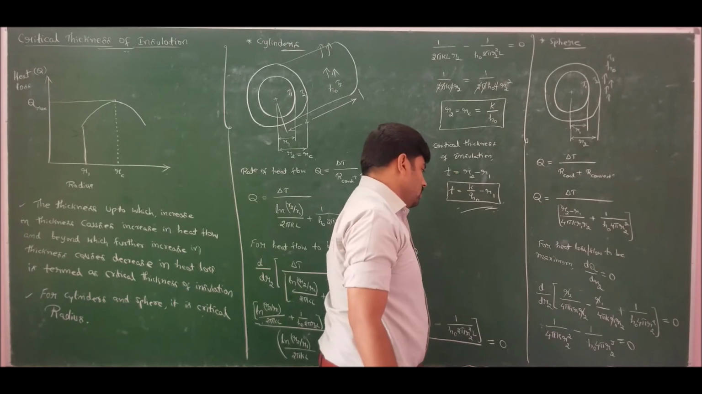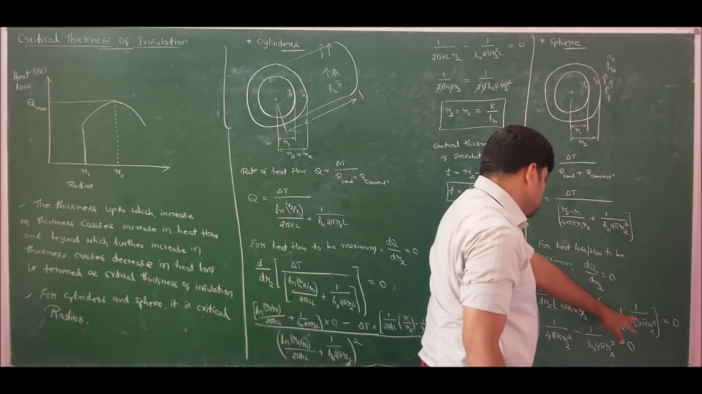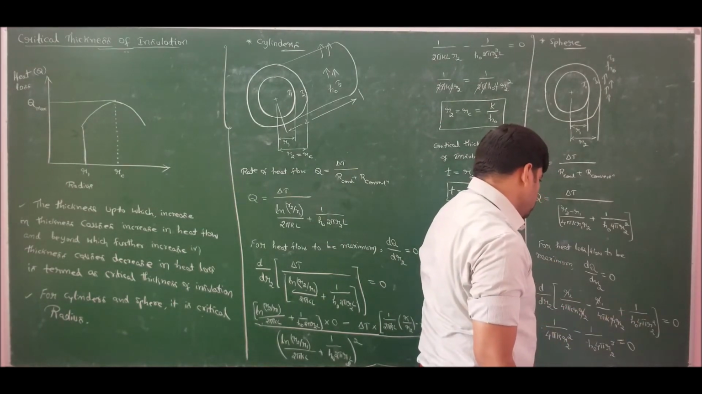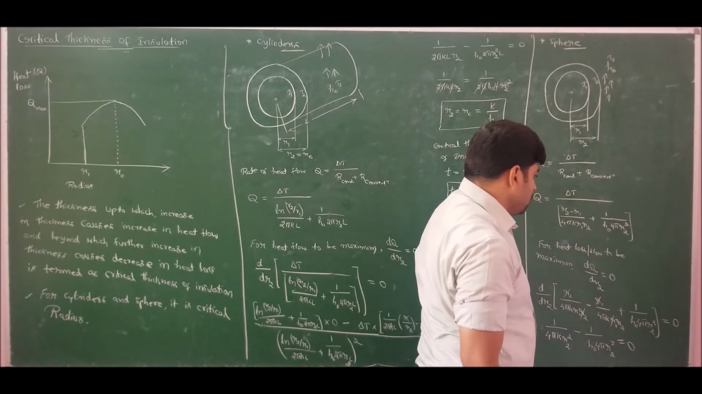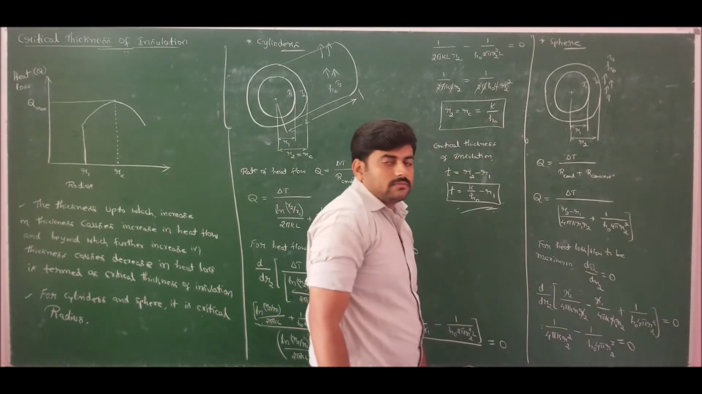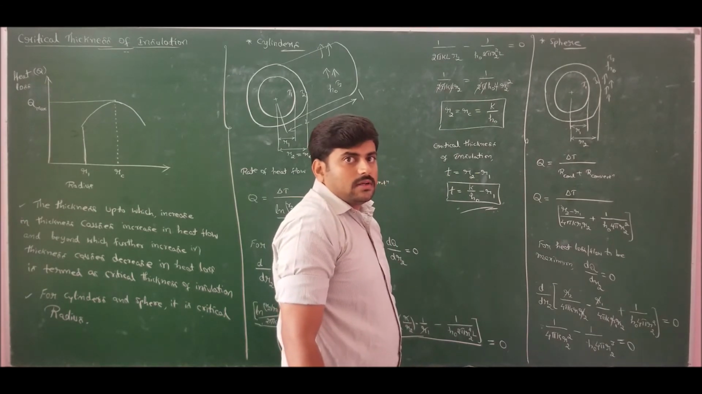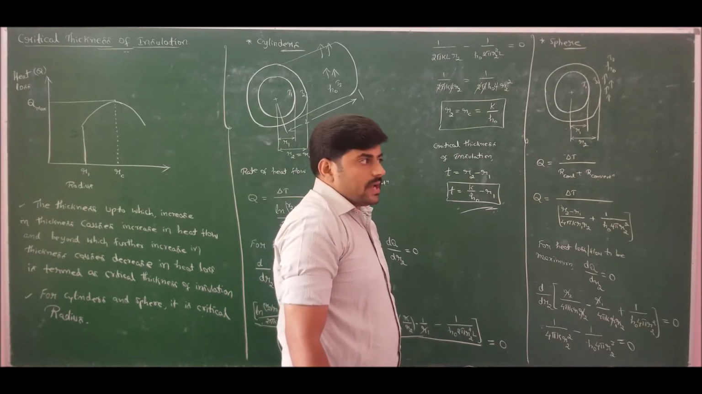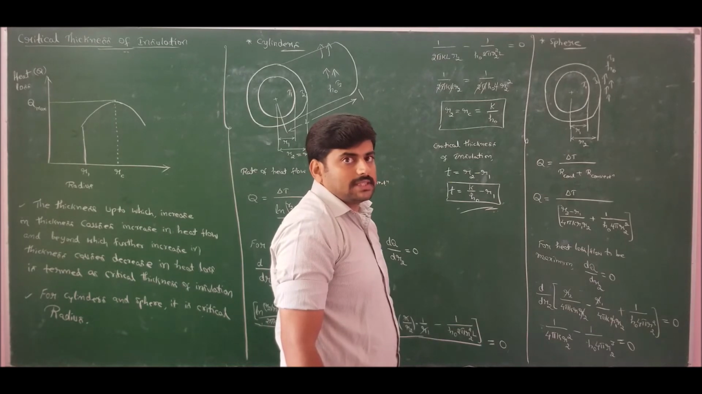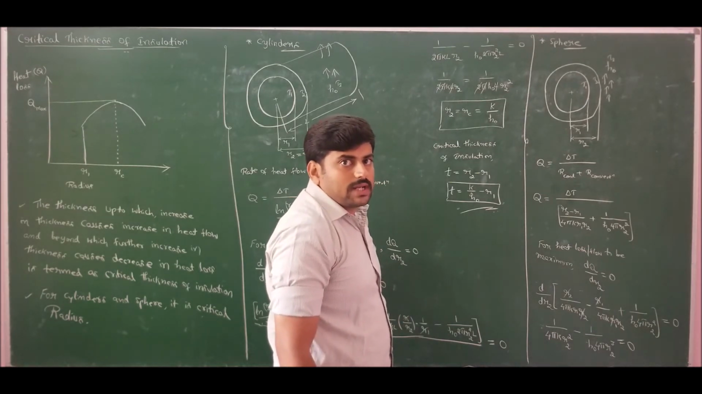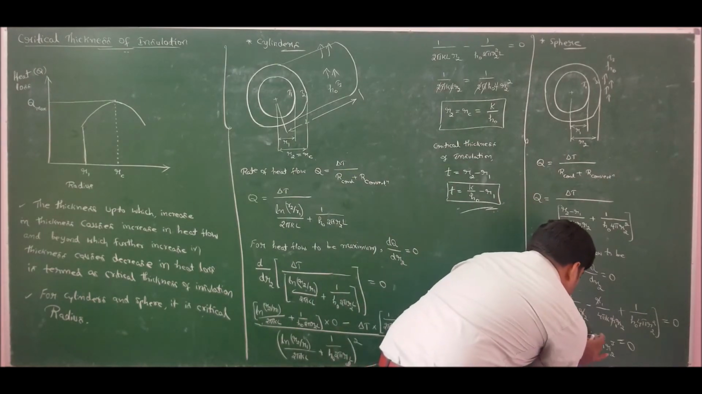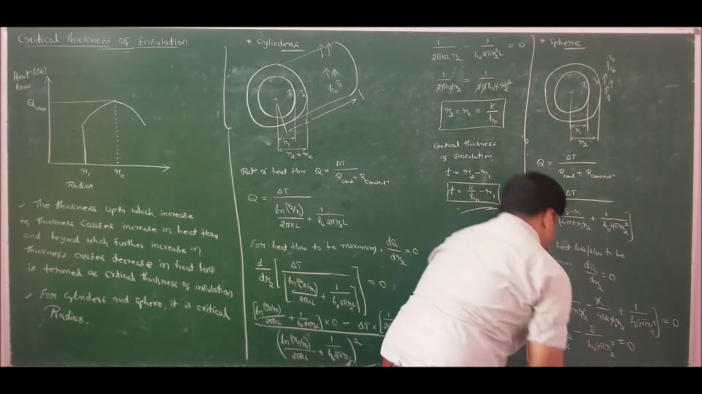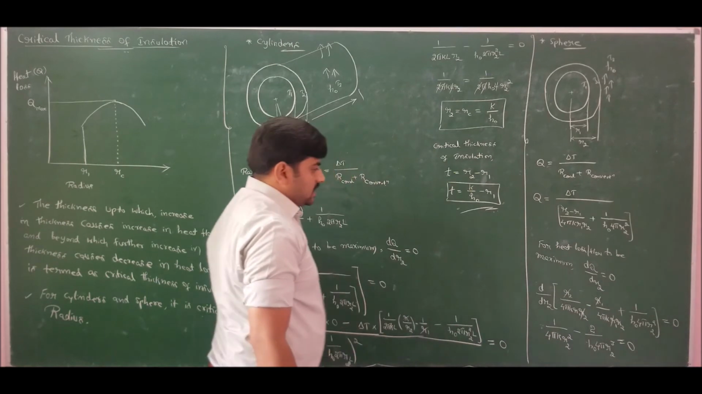So now solve for r2. The differentiation of x to the power of n is n into x power n minus 1. X power minus 2 will become minus 2 x power minus 2 minus 1, that is minus 2 x to the power of minus 3, which is minus 2 by x cube. So we should have minus 2 here. Sorry. Now the differentiation is correct.